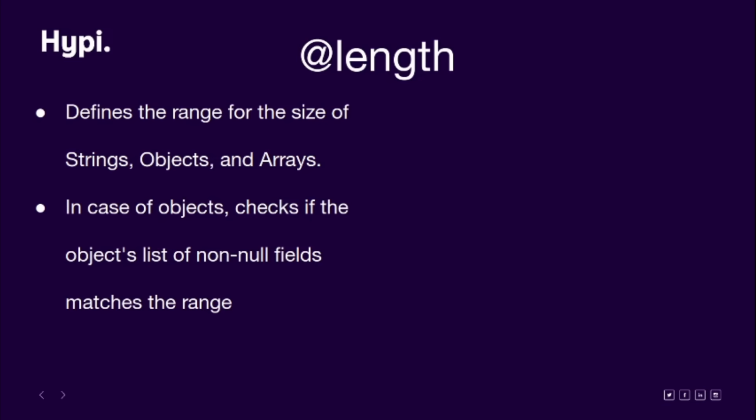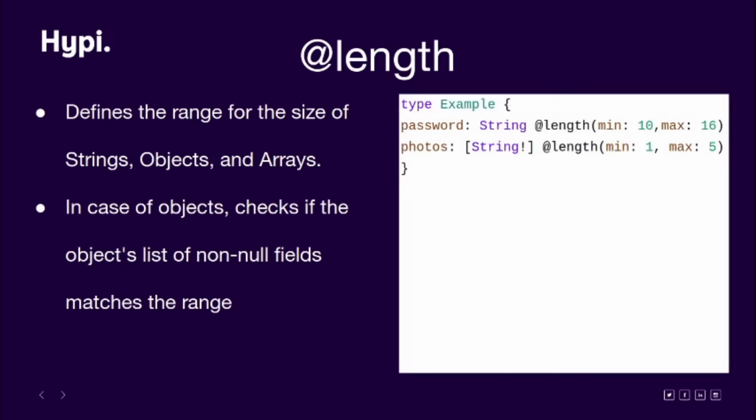For example, if there is a person object with two fields, first and last name, and if the length minimum is set to 1, then the validation will ensure that either one of the first or the last name is at least populated with non-empty values. Here is an example applying the length directive on both a string and an array. It is worth mentioning that you can specify either min or max or both of them. You can set only a lower bound and vice versa.